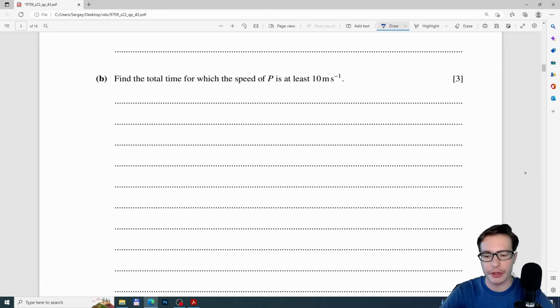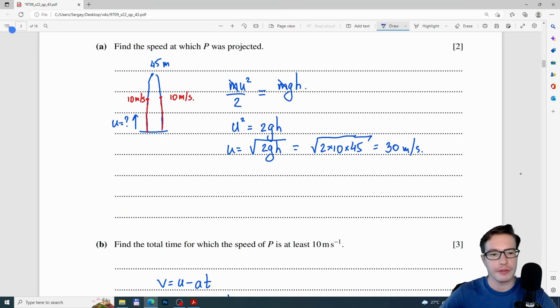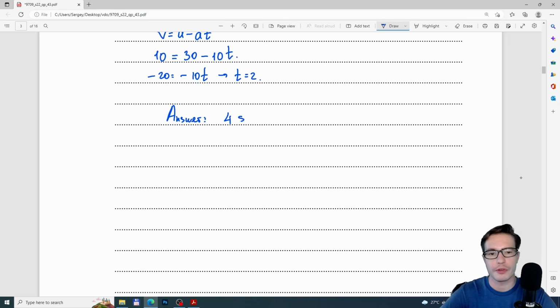And for that, I will use the formula V equals U minus, well, technically it's plus, but our particle is decelerating, so therefore minus. So 10 equals 30 minus acceleration is 10 times time. Let's rearrange this, and we'll get t equals 2. But that's only the time to go from 30 to 10, so it's this time, and then I will have to multiply by 2, so therefore 4 seconds.